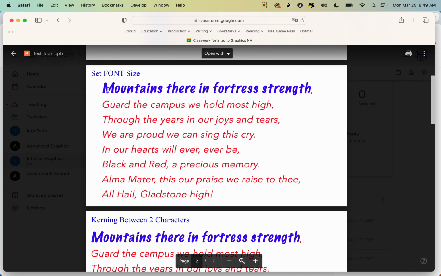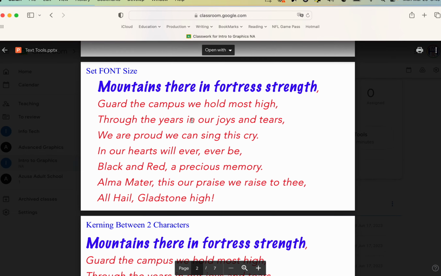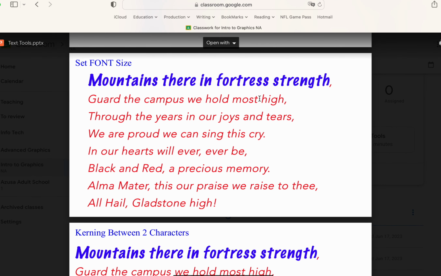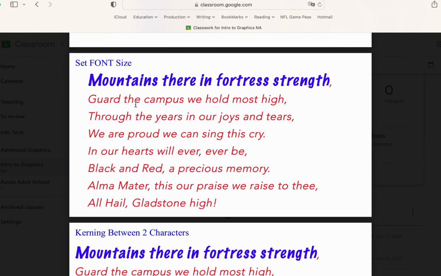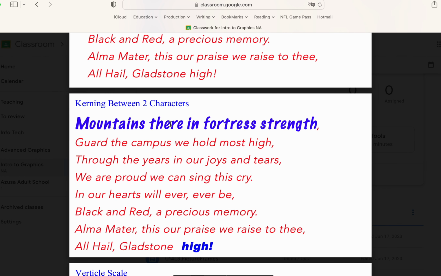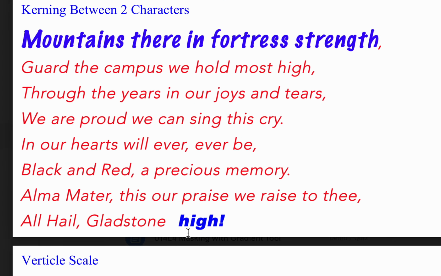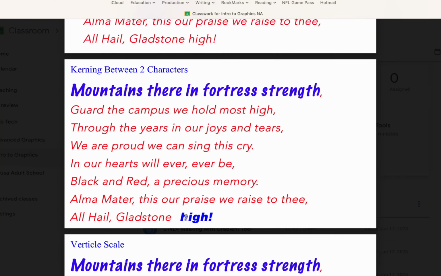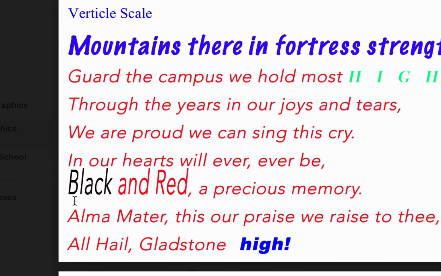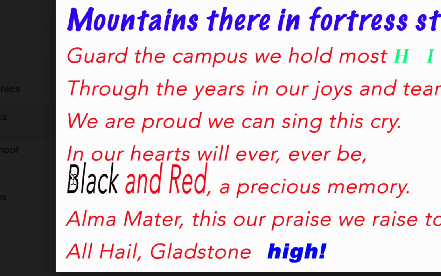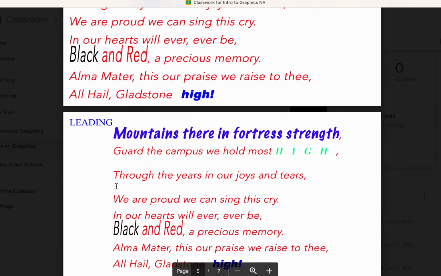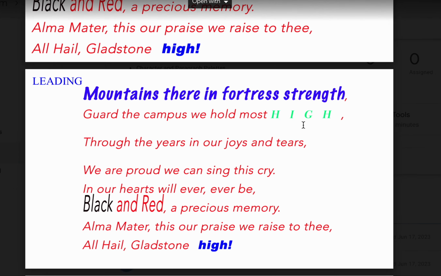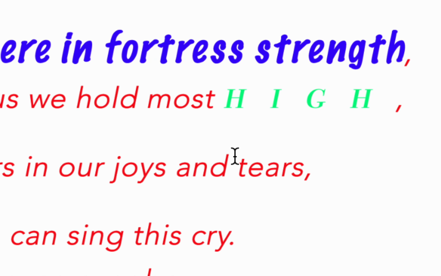Anyway, you notice this is the font size. You look at the font size compared to everything else. And this is what you're going to do. You're going to paste the literature that you just copied here. Kerning between two characters is this right here. There's a distance between the E and the H. Vertical scale is when you stretch the words vertically. And then leading is the distance, I think, between characters of a single word.